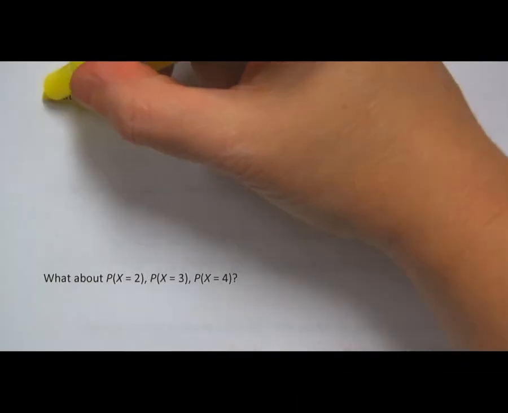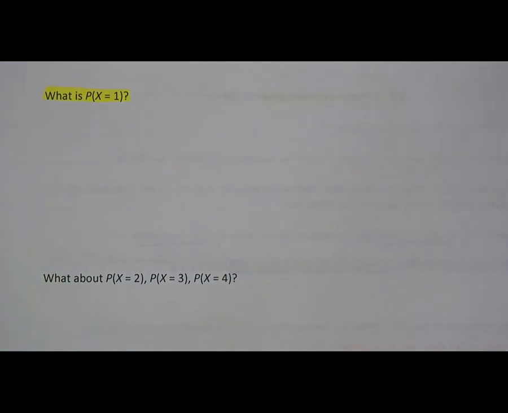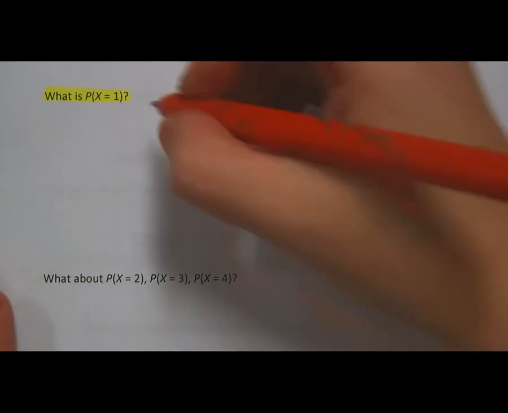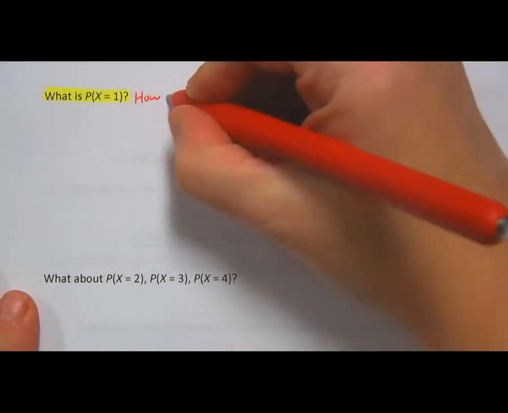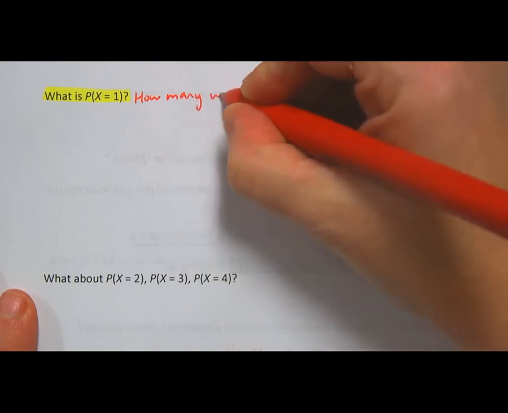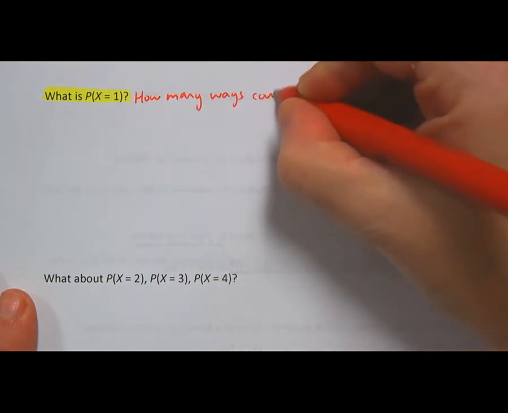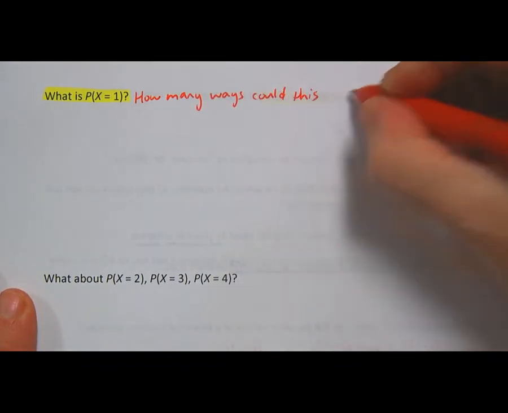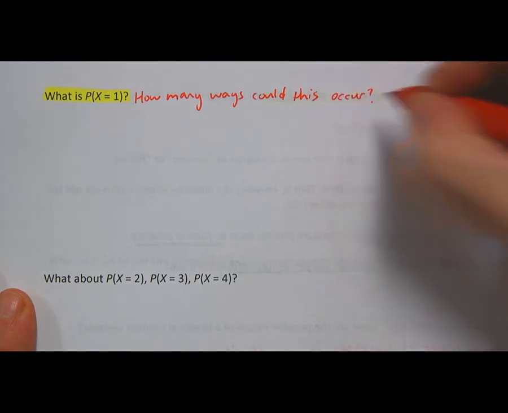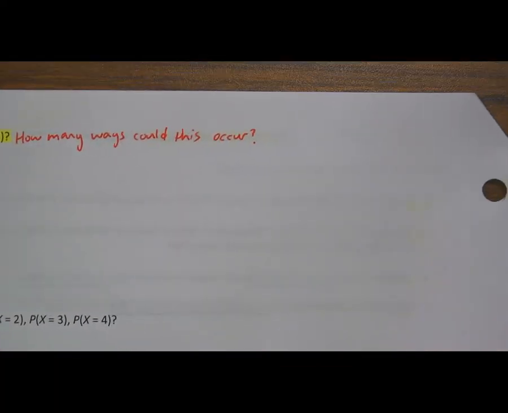What's the probability? Same problem. I roll a die 4 times and I get a success exactly 1 time. I roll a 6 exactly 1, so x equals 1, exactly 1 of the 4 times. How many ways could this occur? Out to the side, here's what I mean.